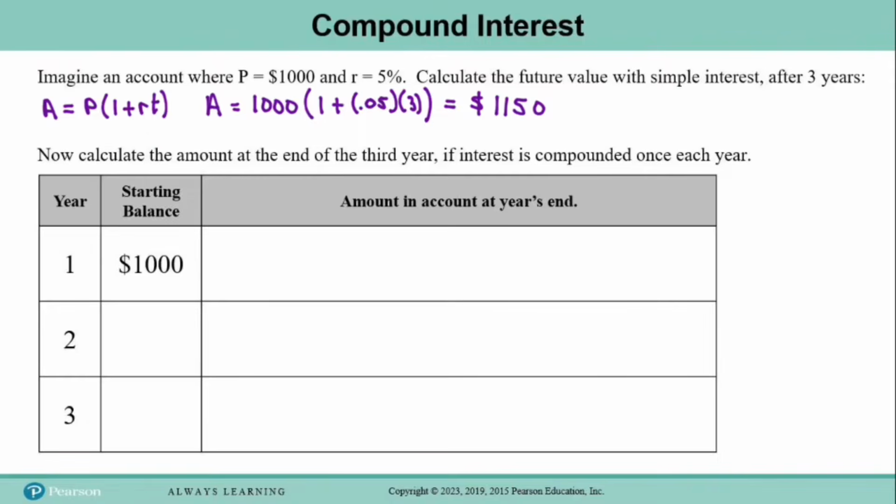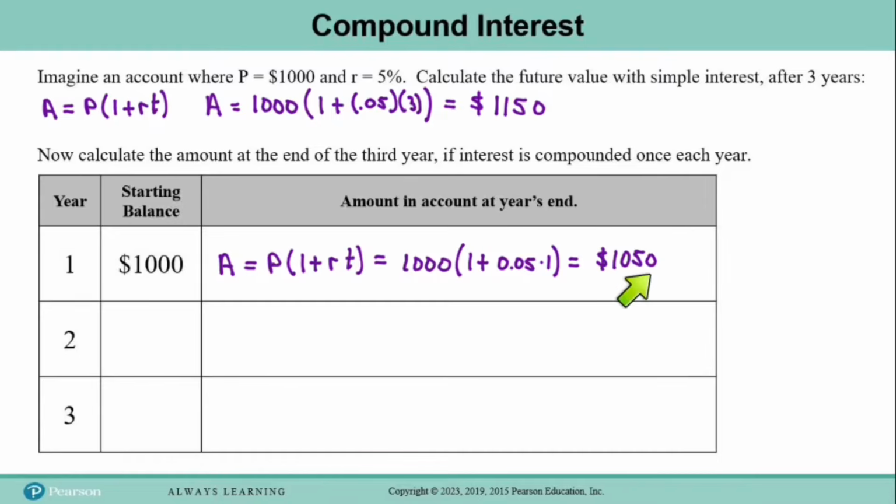Okay, so using the same formula for future value, we'll have A equals P times parentheses 1 plus RT, and at the end of the first year, A will equal 1,000 times parentheses 1 plus 0.05 times 1, and that would give us an amount of $1,050. So at the end of the first year, we would have $1,050 in our account because they would go ahead and pay us the interest at that point, okay?